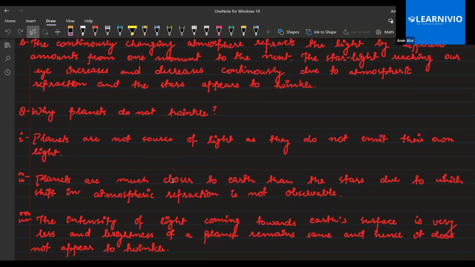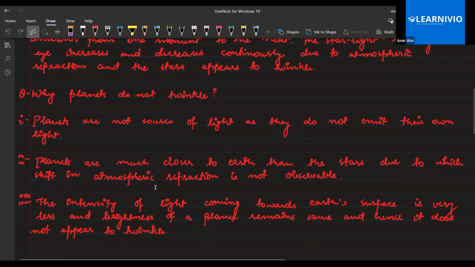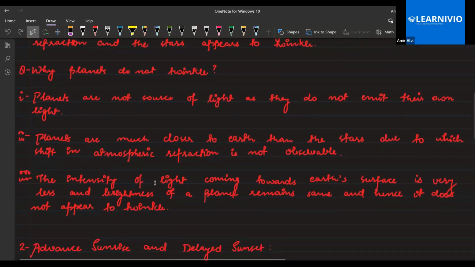Yes, everyone? Any doubt? No, sir. Okay. And planets are much closer to Earth, so the atmospheric refraction shift is not observable at all. Next, the intensity of the light coming towards Earth's surface is very little, and the brightness of a planet remains the same, and hence it does not appear to twinkle. Clear?